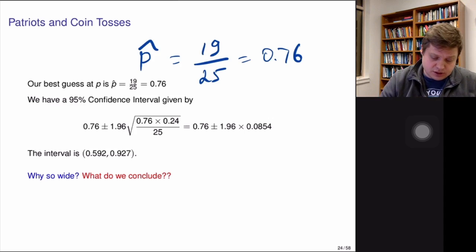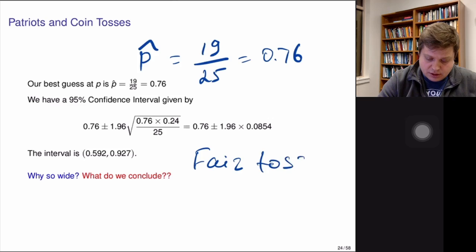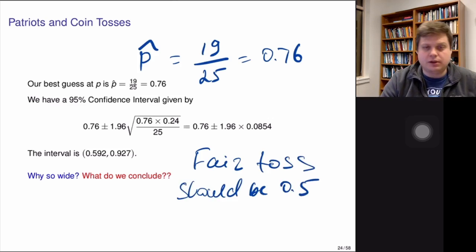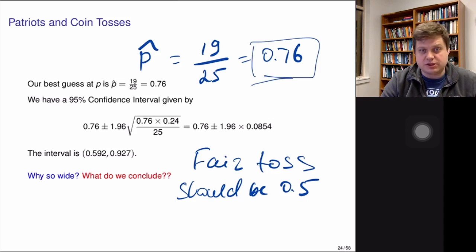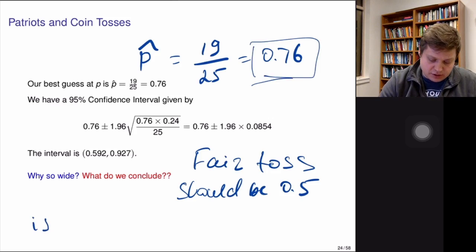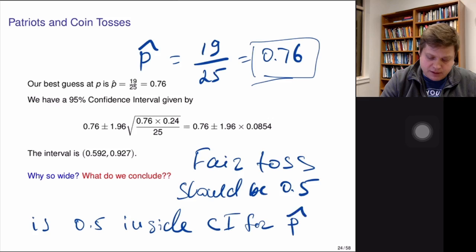And the question is, for a fair coin toss, the proportion should be 0.5. And the question now, if we calculate the confidence interval for the Patriots proportion of 0.76, is 0.5 inside the confidence interval for P hat, the proportion of the wins in the Patriot coin tosses?